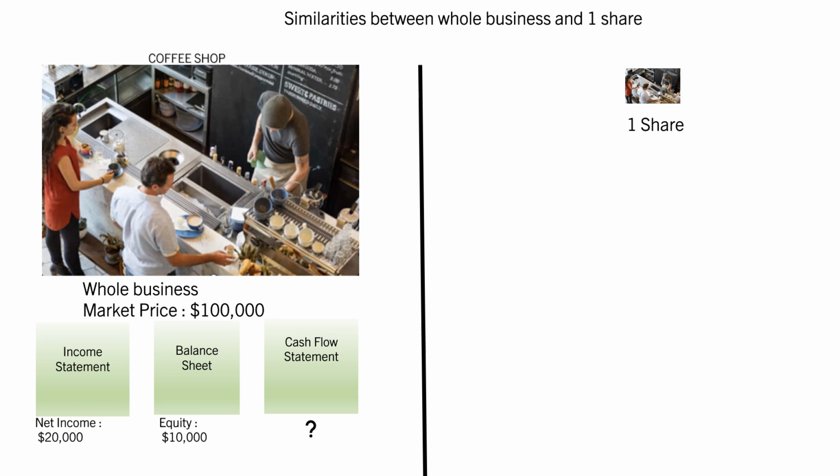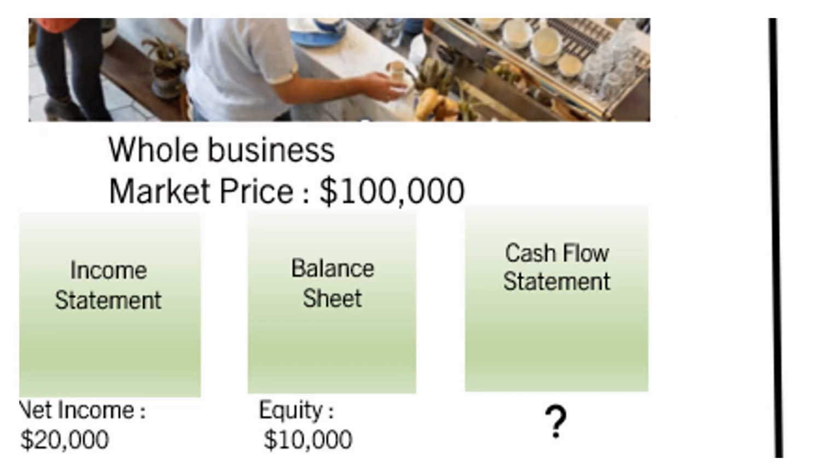As you learned in chapters 2 and 3, and if you have not seen those chapters, I would recommend that you go back and watch those. That is so that this is a little bit easier for you to understand. So we see the whole business there with the market price. That terminology, market price, is what John is asking for the business.